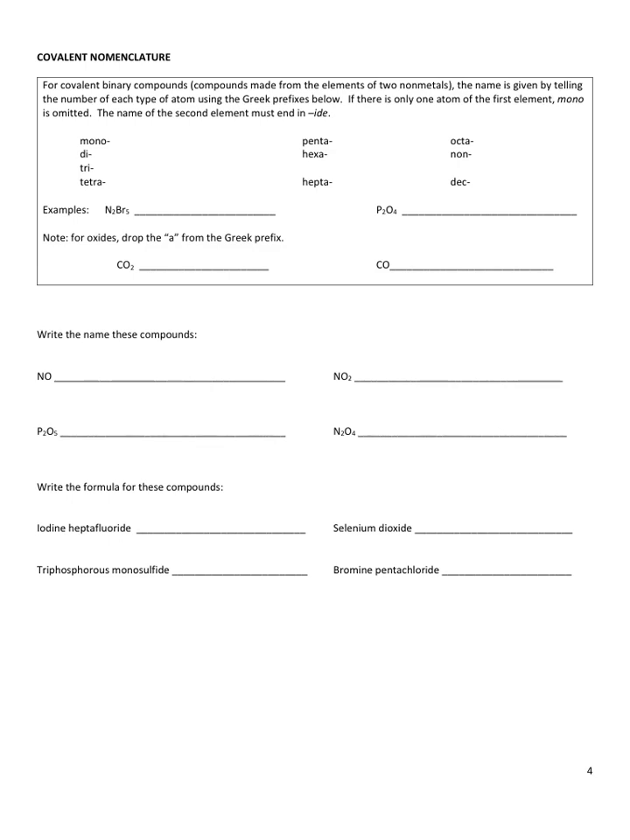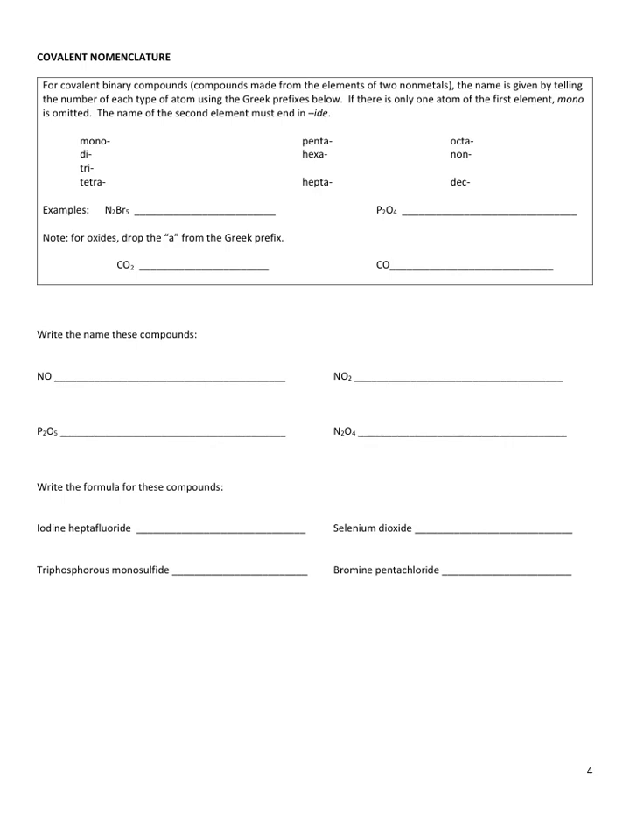For covalent binary compounds made from the elements of two nonmetals, the name is given by telling the number of each type of atom using Greek prefixes. There's only one atom of the first element. The mono is going to be omitted. We'll talk about mono in just a second. The name of the second element must end in the suffix IDE. So that's our general overall rule that we're going to be using.